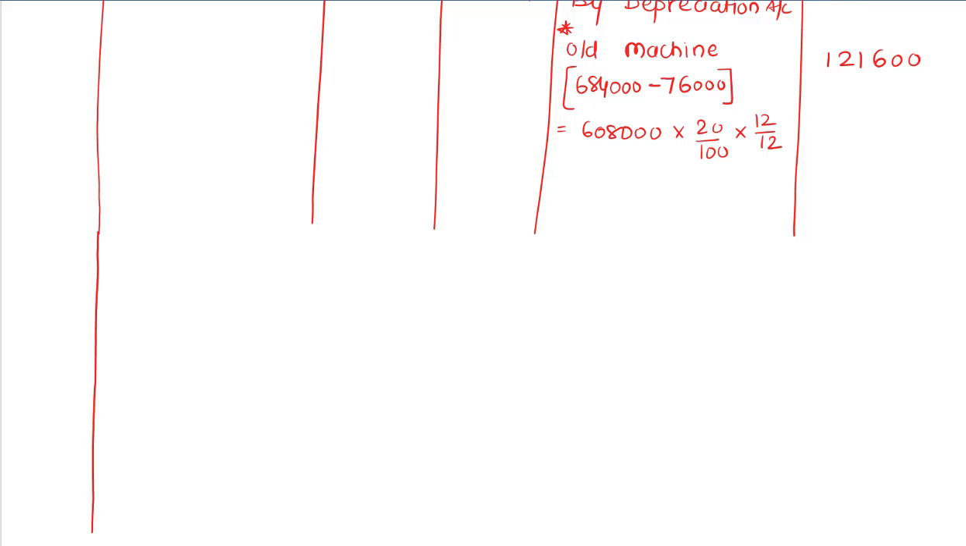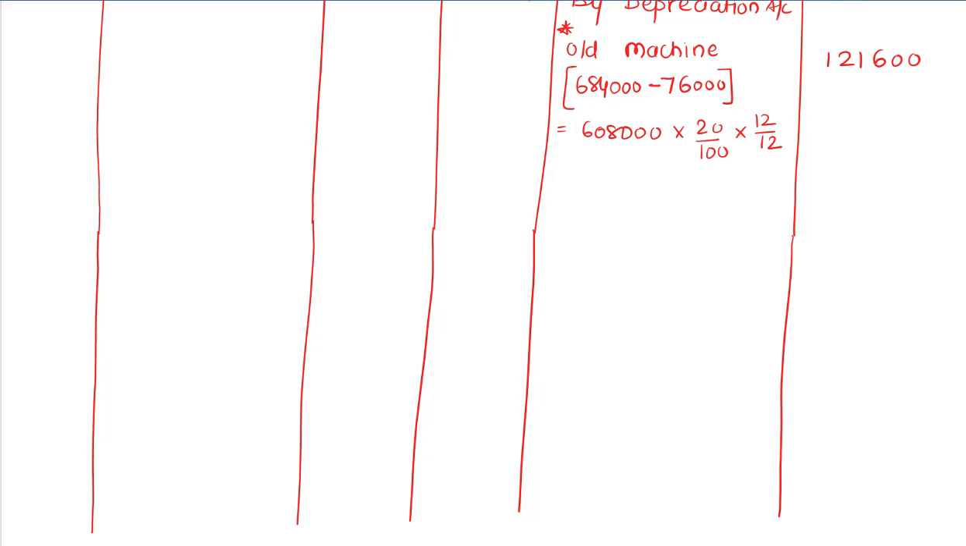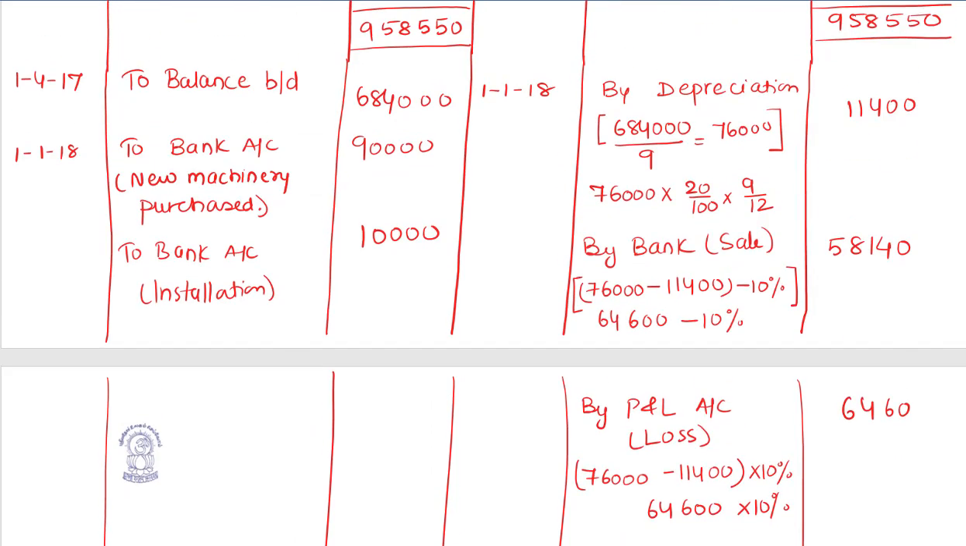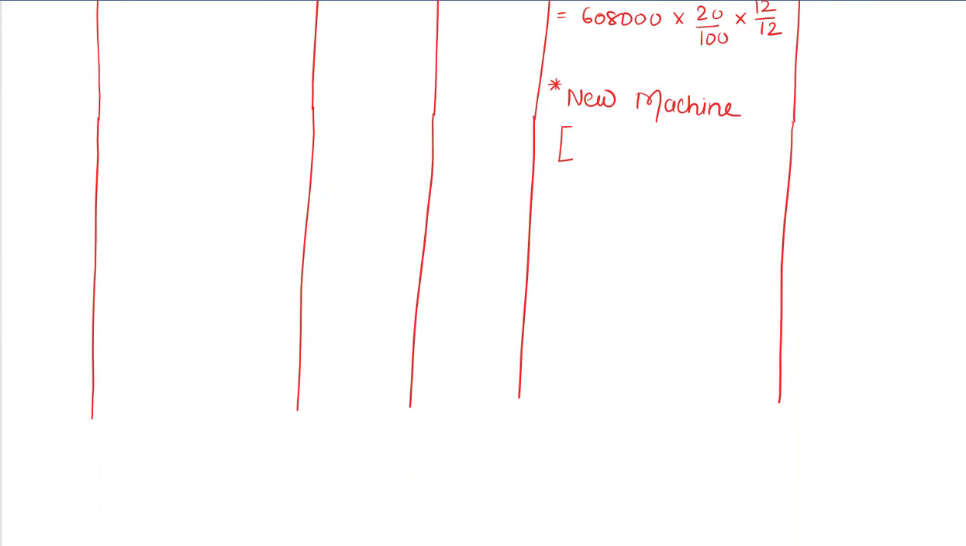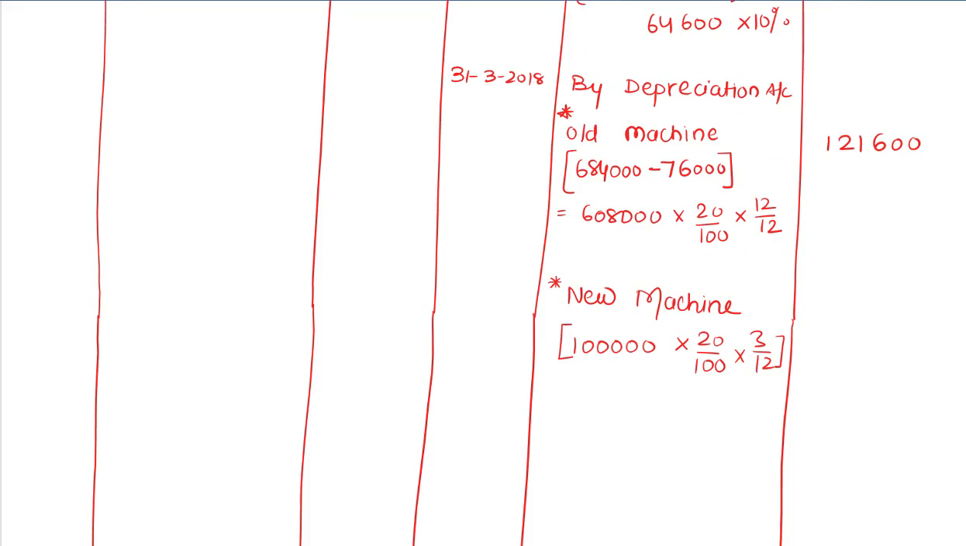1,21,600. Stretch these lines a bit. Now calculate depreciation for the new machine. For the new machine, we purchased it for 90,000 and 10,000 is the installation charges. So it is 1 lakh, 1 lakh multiplied by 20% multiplied by 3 by 12.